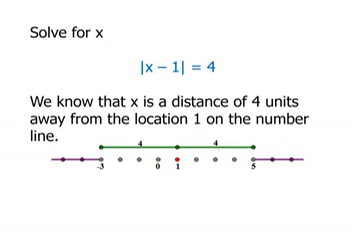And so if we walk to the right, we get to x equals 5. If we walk to the left, we get to x equals negative 3. So those are the solutions. The solutions are x equals negative 3 or x equals 5.